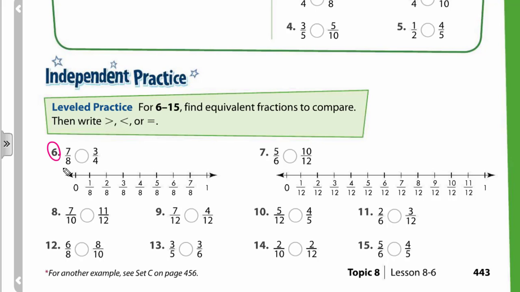In question number 6, we need to use this number line. As you can see, the distance between 0 and 1 is divided into 8 parts. So we can find 7/8. How can we find 3/4? We need to divide the distance between 0 and 1 into 4 parts. And remember, my heroes, that 4 times 2 equals 8. So I can take each 2 parts here as 1/4.